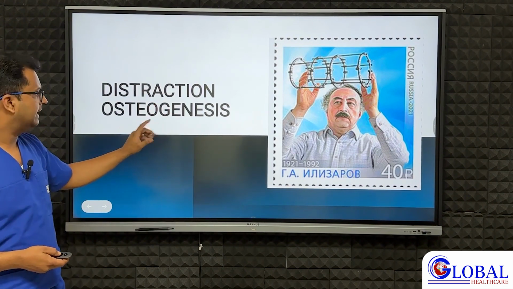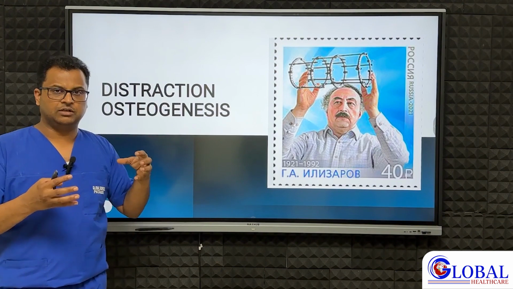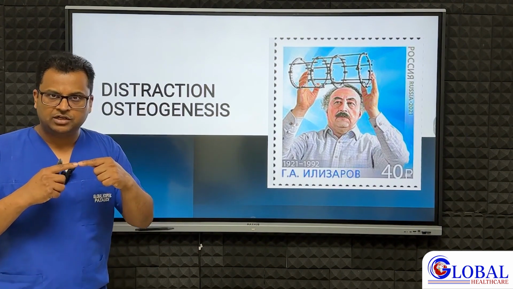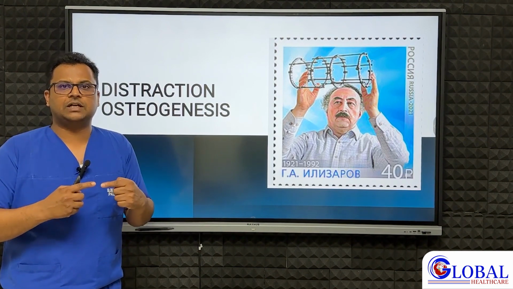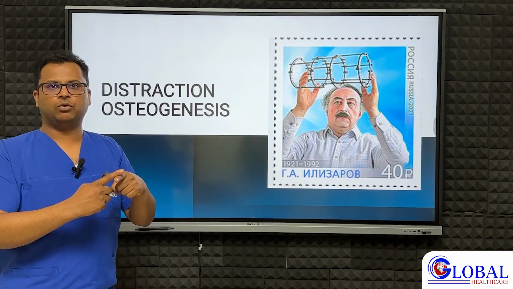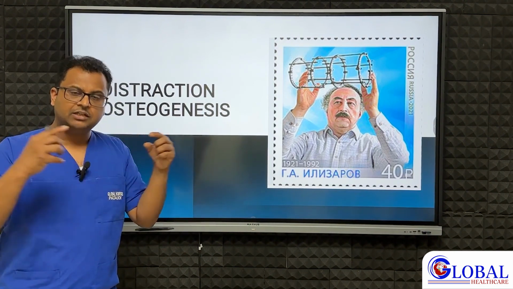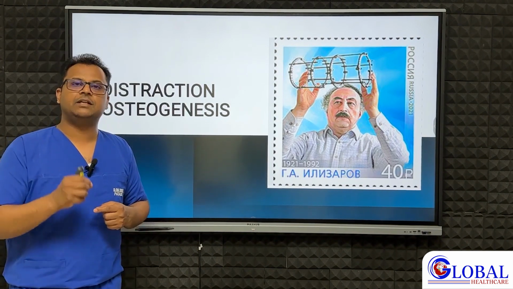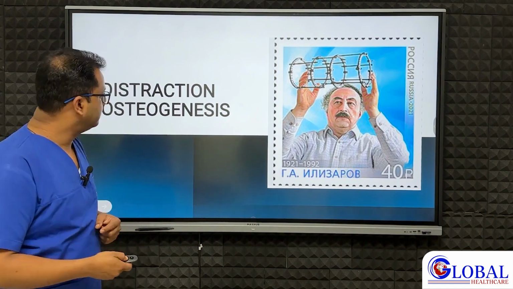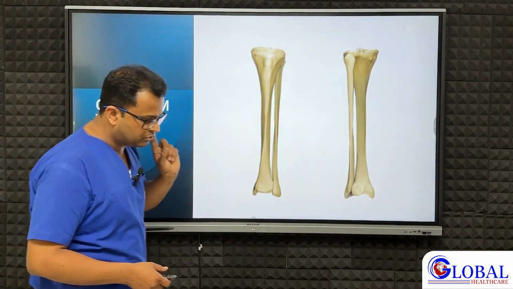This is the whole method. After making a fracture in a bone, a method called osteotomy scientifically, or you can understand it as making a fracture in a bone, we start distracting these two ends of the bone at a specific rate. That is most important. Then new bone formation takes place. So the method is osteotomy.